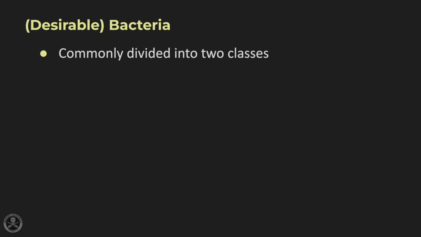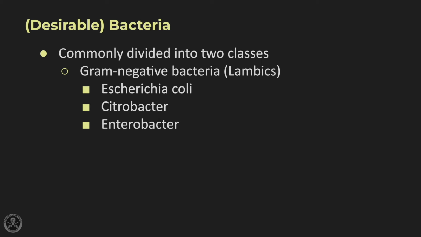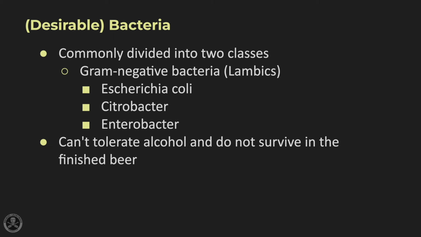First is the gram-negative bacteria. These are the bacteria used in producing lambics. Gram-negative bacteria include Escherichia coli, Citrobacter, and Enterobacter. Gram-negative bacteria can't tolerate the moderate alcohol levels in most beers, and with that, don't survive in the finished beer.